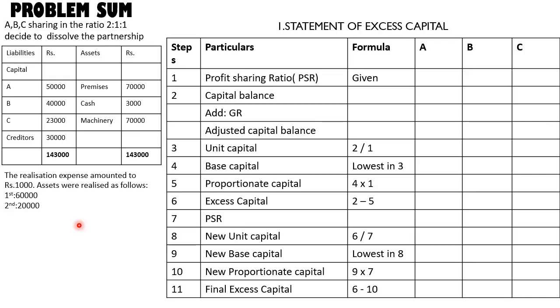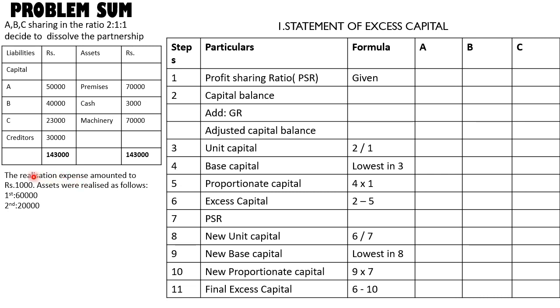Okay, now let us try to understand piecemeal distribution with the help of the following problem sum. The question states that A, B, C are partners sharing in the ratio 2:1:1. They decide to dissolve the partnership firm. They have given us the liabilities and the assets. Under liabilities, we have the capital of A, B, and C and creditors. Under assets, we have premises, cash, and machinery.